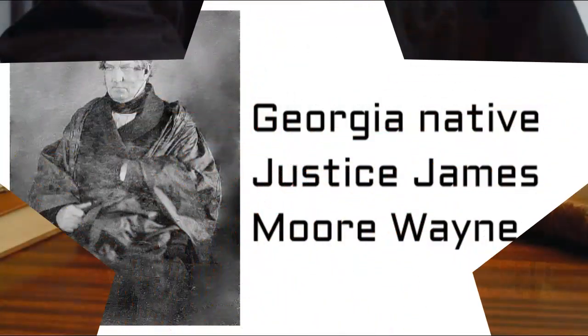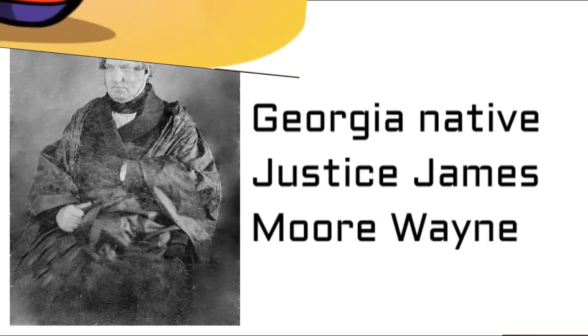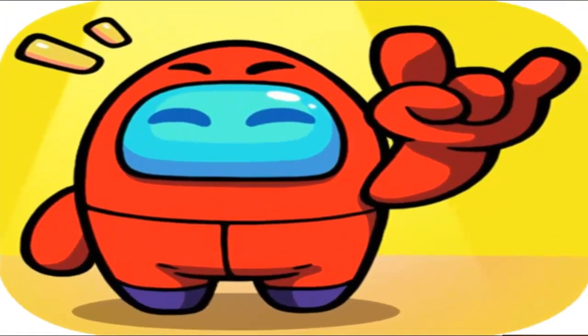One of the justices was Georgia native Justice James Moore Wayne, ruling with Missouri. Justice James Moore Wayne stayed true to the Union and was even said to be a traitor. Georgia even took his property.